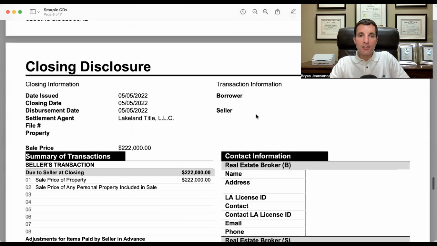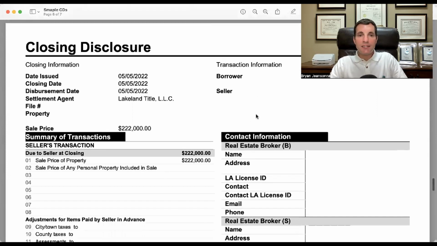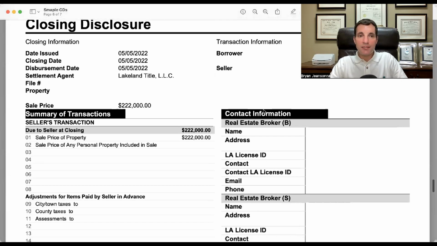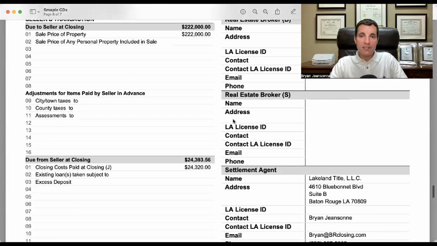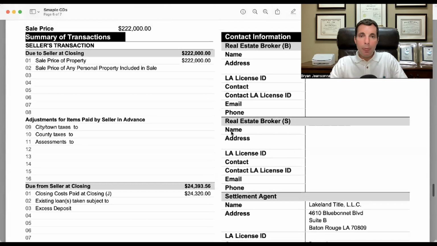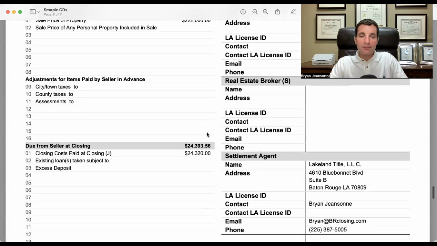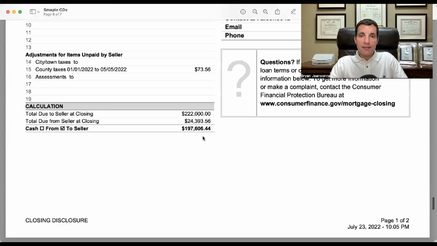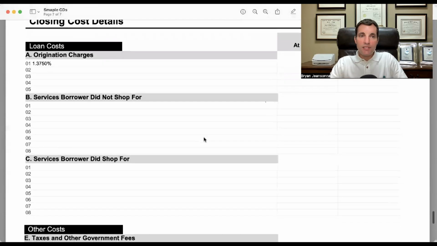Now for sellers, yours is going to be a lot shorter just because there's no loan involved. You're just getting money. So it's only 2 pages here. And the same kind of thing. It'll have that file number, property address, the buyer and the seller. So your information there. Again, it'll have everyone's information right here. And it'll just show anything that is coming out from your side, kind of the summary as on this page. And then you go to the next page and it's more detailed.